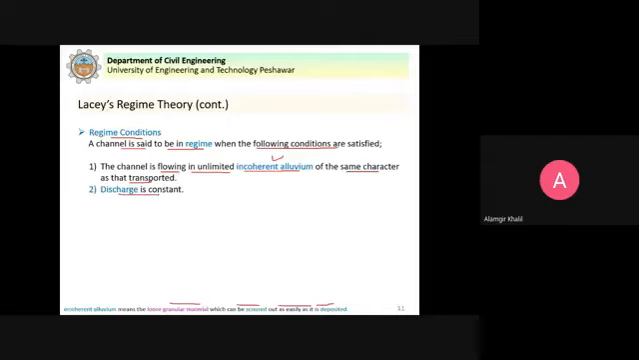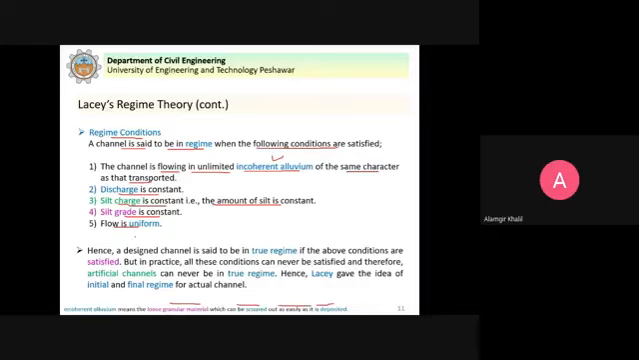Discharge is constant. Silt charge is constant, that is, the amount of silt is constant. Silt grade, silt size, is constant. And flow is uniform. So a designed channel is said to be in true regime if the above conditions are satisfied.